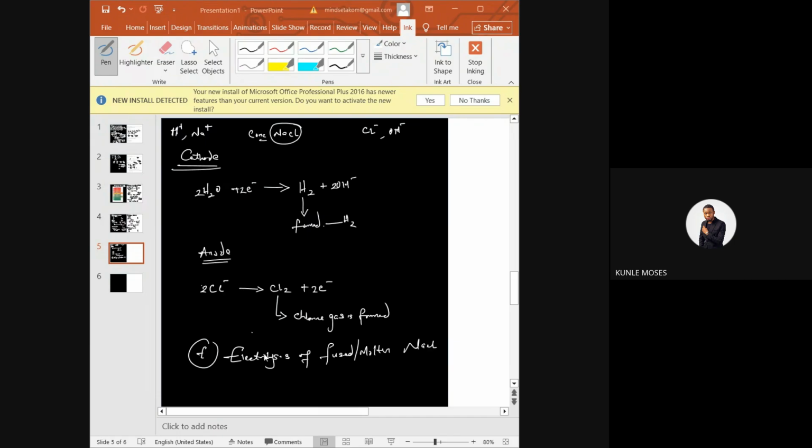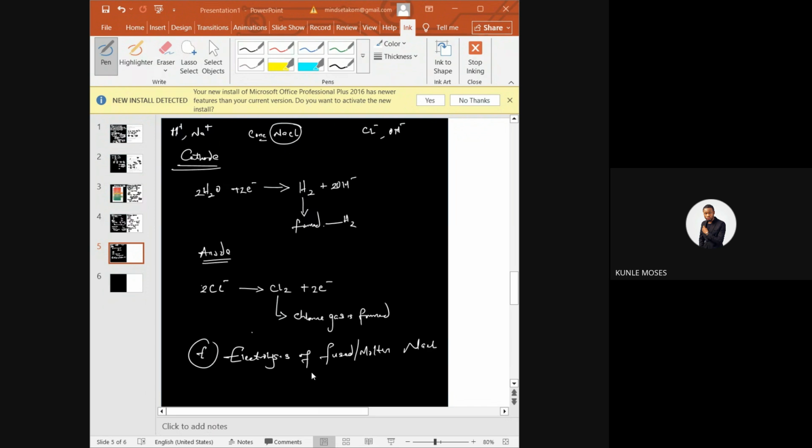So for the cathode, copper is being reduced. For the anode, copper is being oxidized, isn't it? So they are very simple. For concentrated NaCl, hydrogen gas will still be formed, but chlorine gas will be formed instead of oxygen gas at the anode. Now we are talking about the 5.1. This is very simple now.